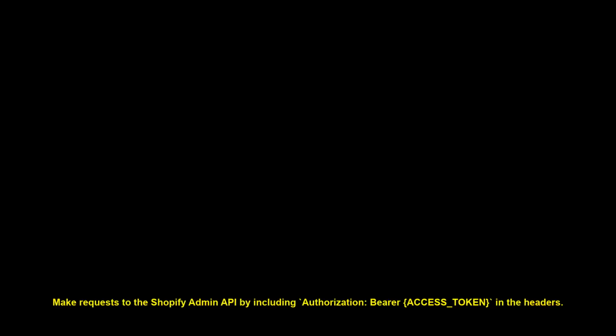Make requests to the Shopify Admin API by including authorization bearer access_token in the headers. This will grant you access to the necessary resources in the Shopify store. Remember to handle token expiration and refresh appropriately based on your app's requirements. Following these steps will ensure you successfully authenticate with the Shopify Admin API using access tokens.